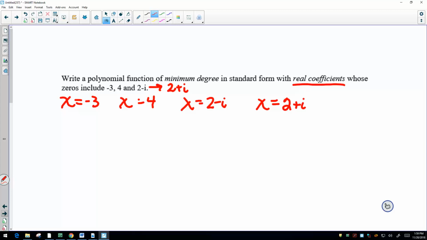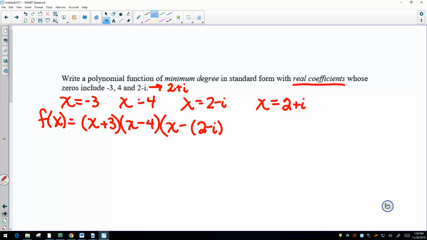So we want to write this as a polynomial. In other words, we're going to try and figure out what that function would look like. So I'm going to write each of these as factors. If my zero is negative 3, the factor is x plus 3. If my zero is positive 4, the factor is x minus 4. Now, be careful when doing these. It's always x minus your zero. Same thing over here. x minus your zero.